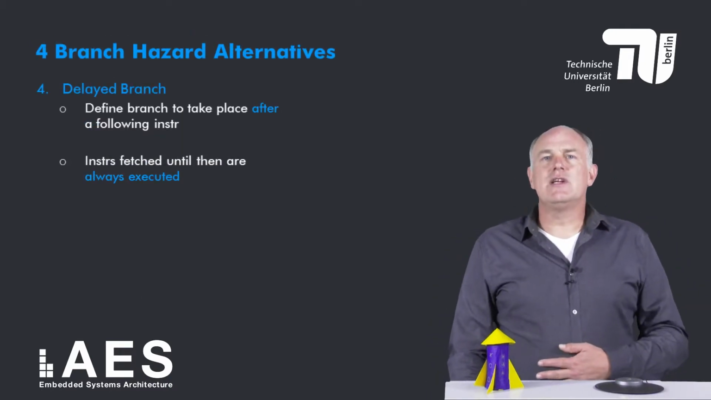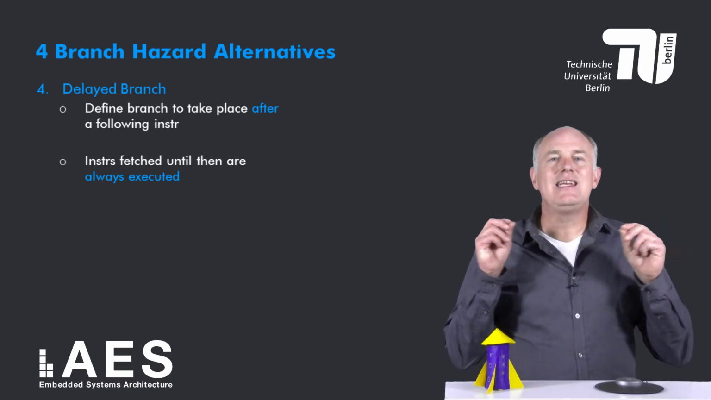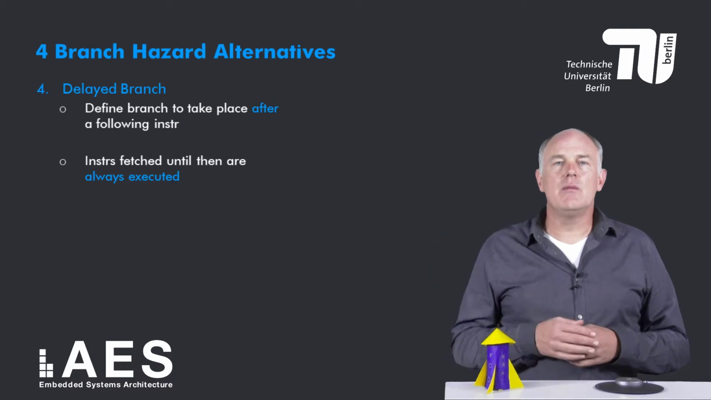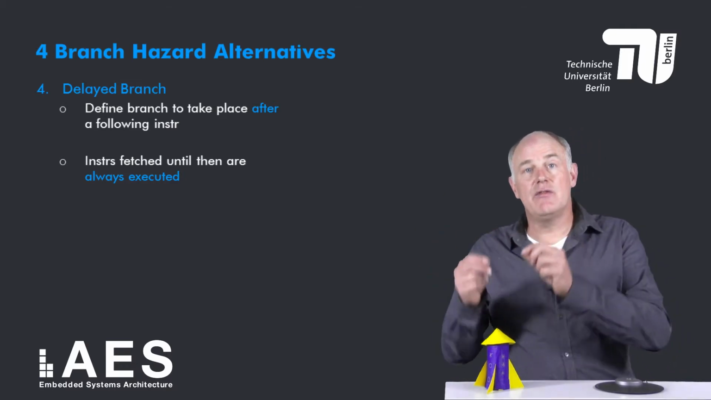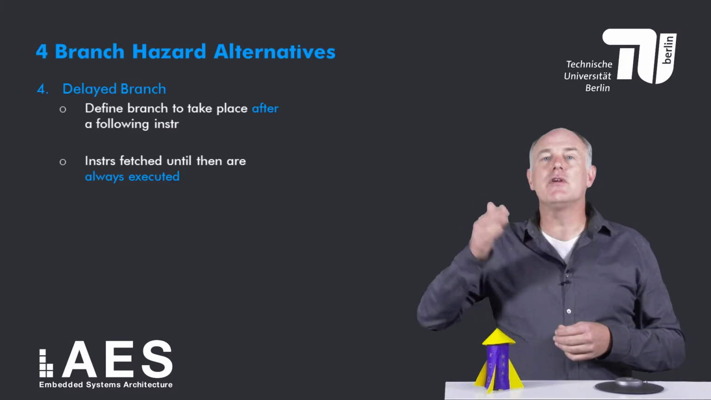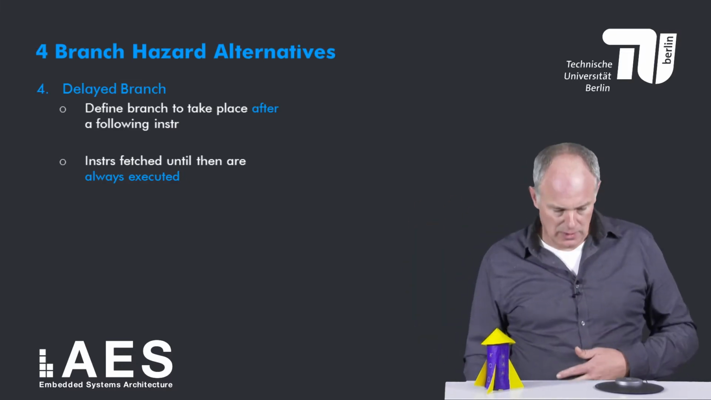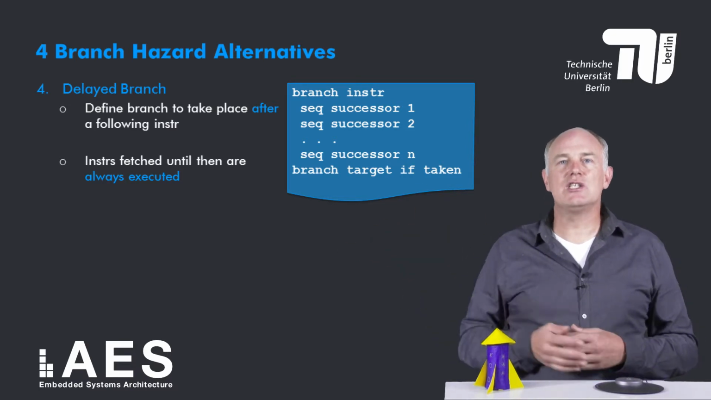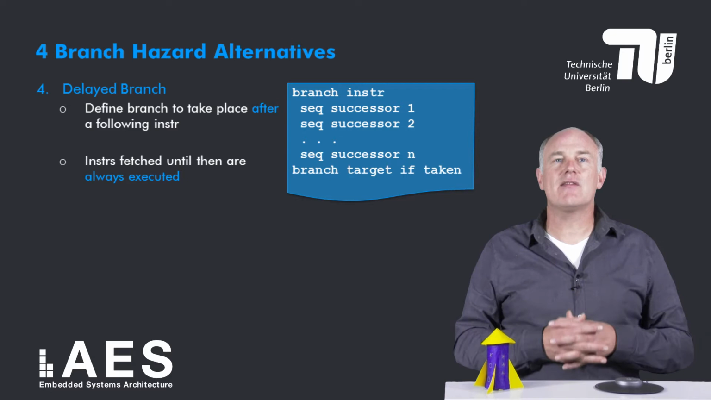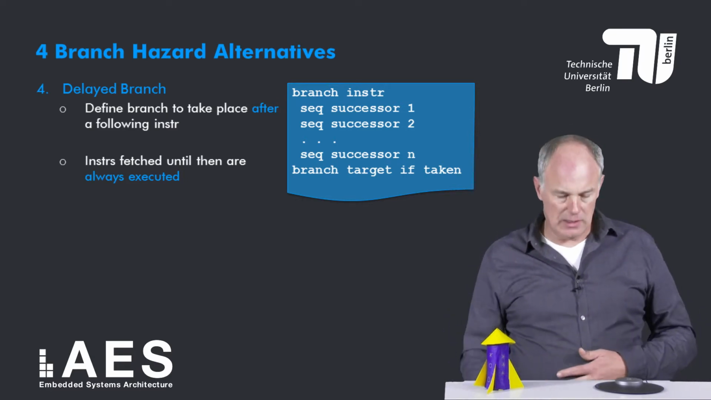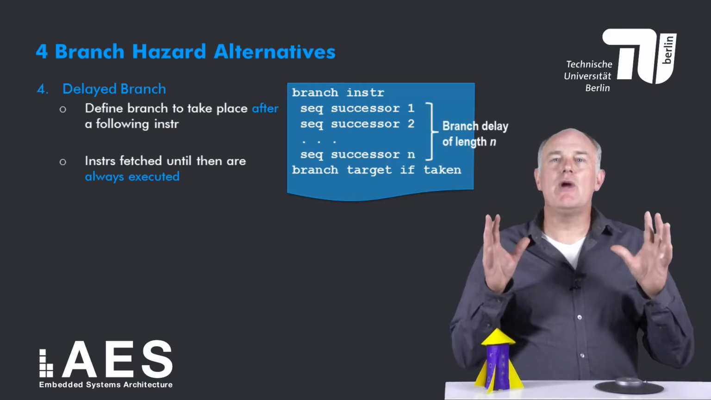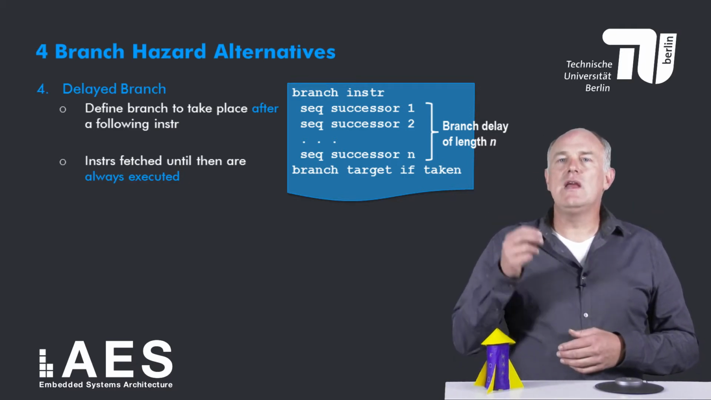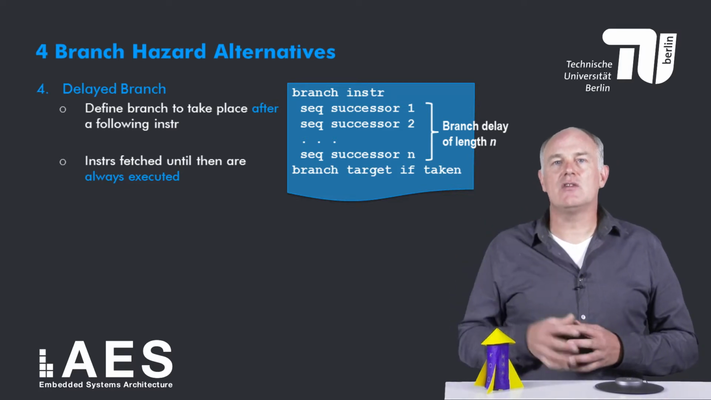The fourth alternative to deal with branch hazards is called delayed branch. This means that the branch actually occurs, meaning if it is taken it changes the value of the program counter, after a certain number of instructions. Consider this example. We have a branch and the n instructions following the branch in the program text are always executed. In other words, we have a branch delay of n instructions. If the branch is taken, only then the instruction at the branch target address is executed.